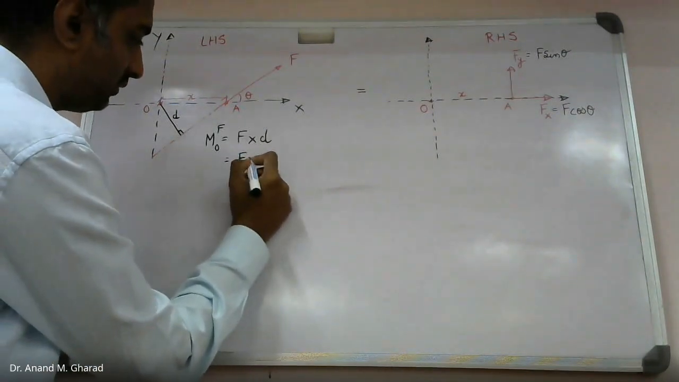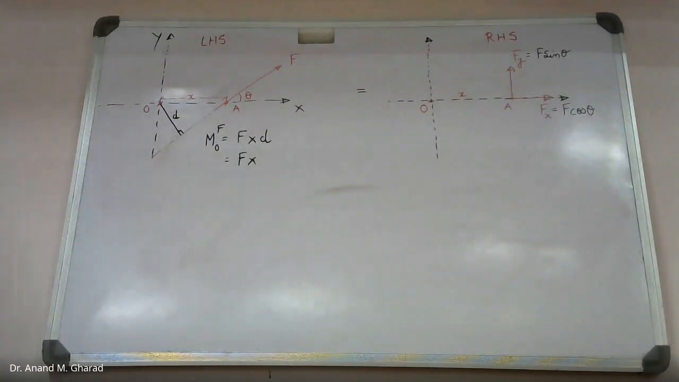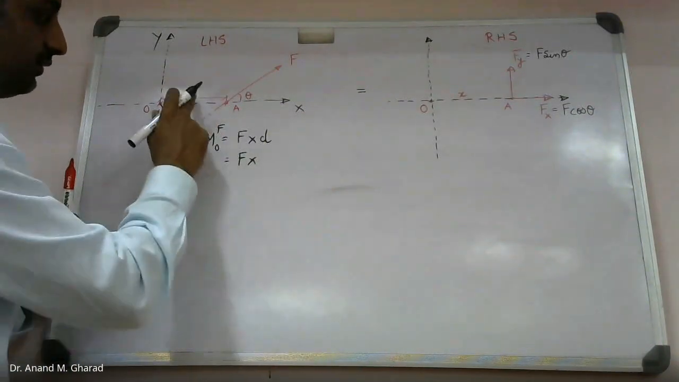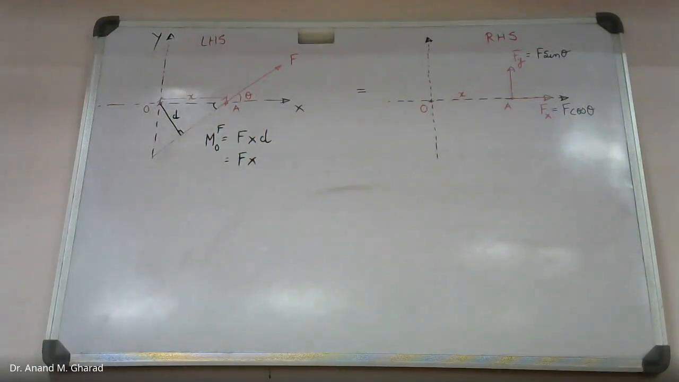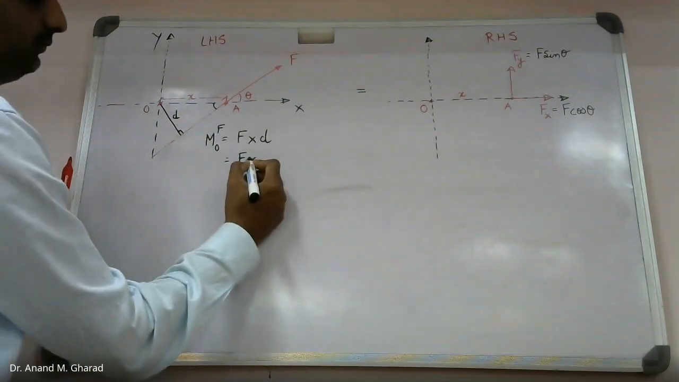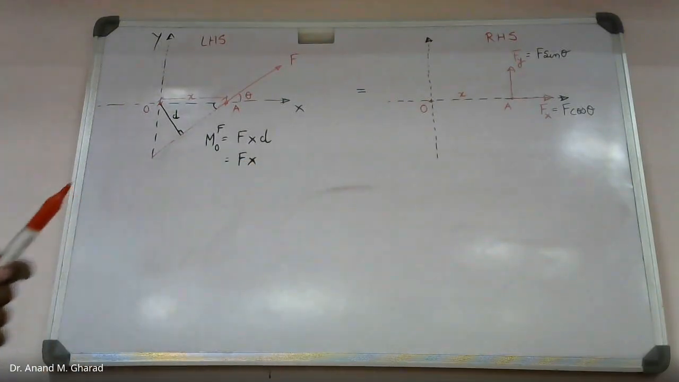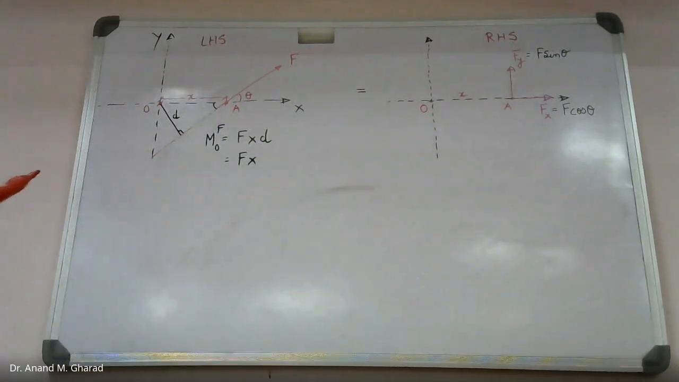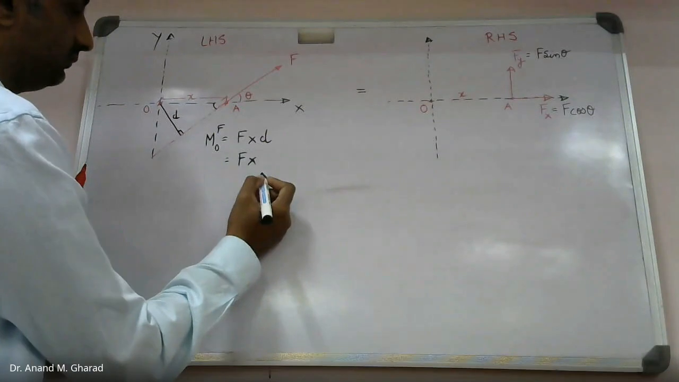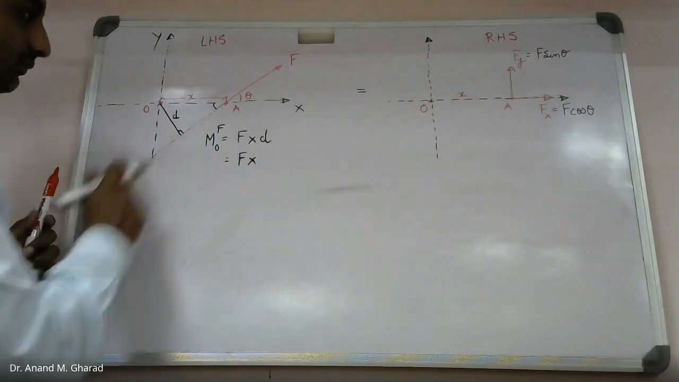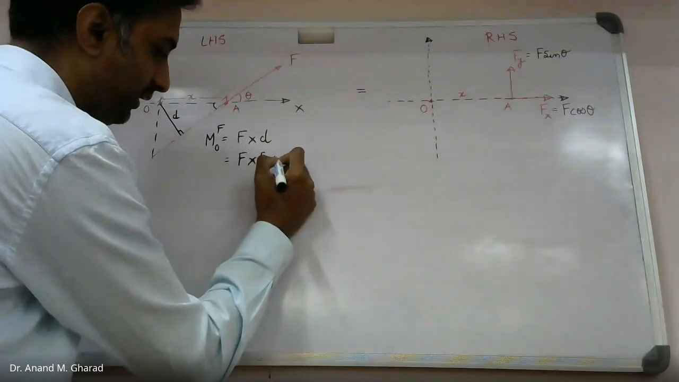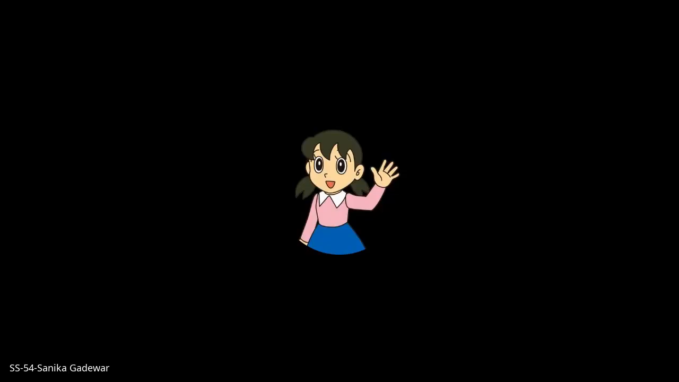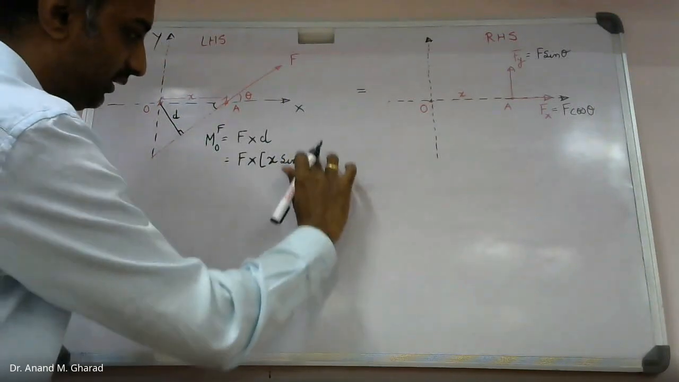What is the value of d from this geometry? Can anyone tell me? It will be in terms of x and theta. So can you please tell me what will be the value of d in terms of x and theta? D in terms of x and theta, what will it be? x sin theta. Exactly. It will be x sin theta. Correct.